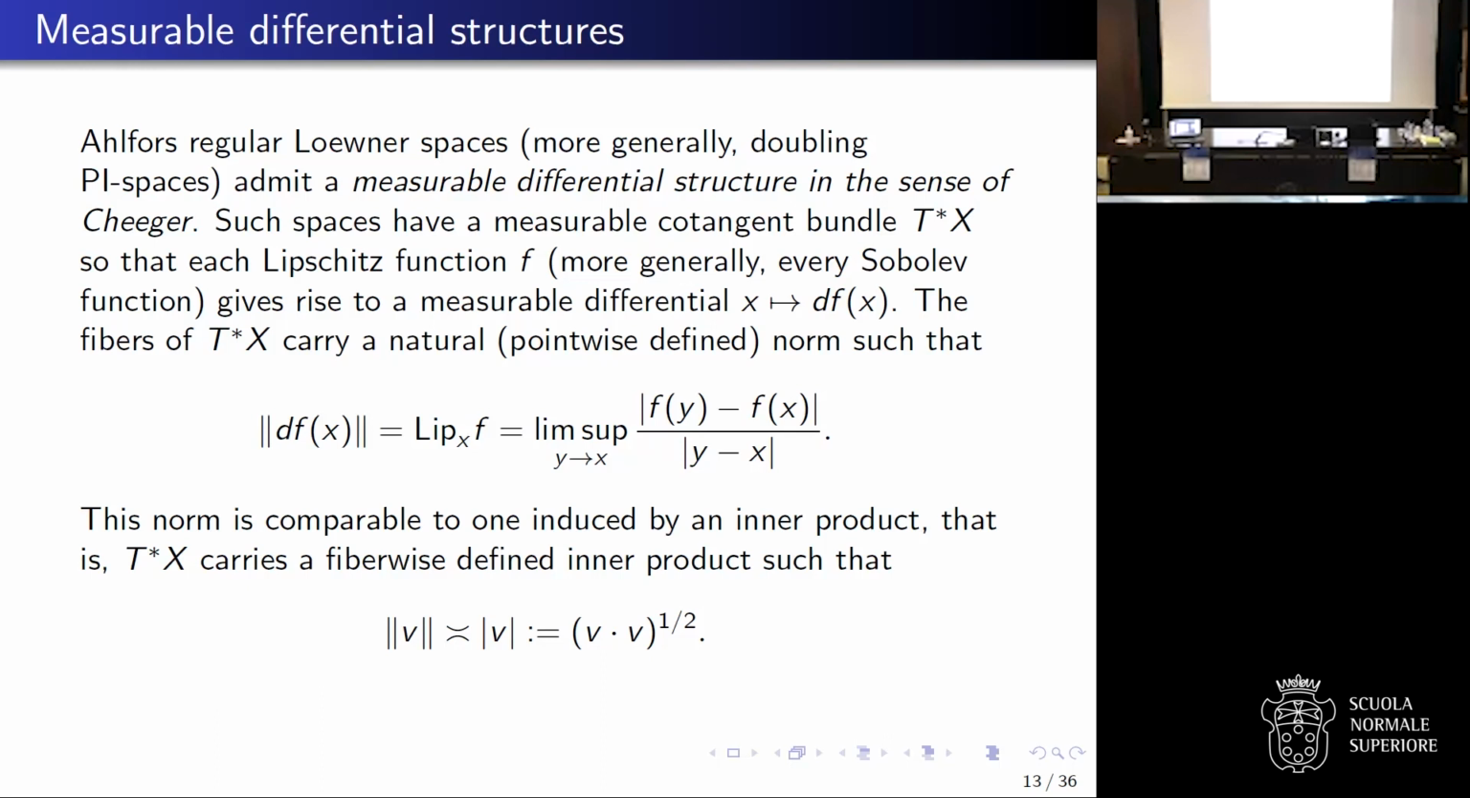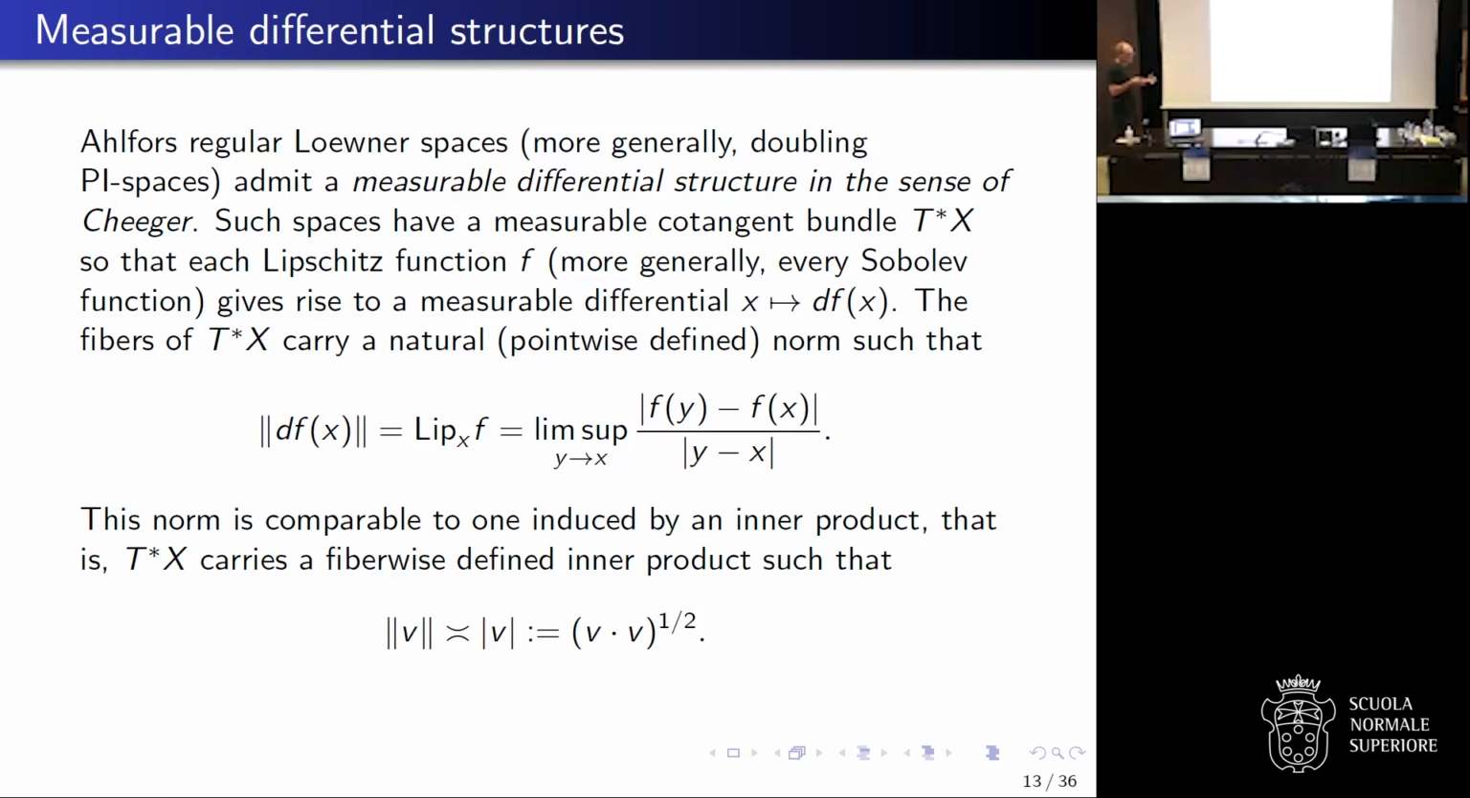Namely, we have a somewhat natural pointwise defined norm on these fibers of the measurable cotangent bundle, and this was also mentioned in one of the previous talks. You could take, for example, the pointwise defined Lipschitz constant, right? And this gives you a norm here. But what will be important for us in a moment is that this norm is comparable, with uniform constants, to an inner product norm, right?